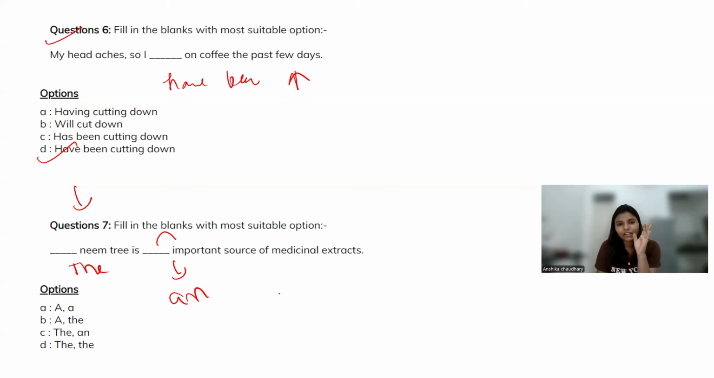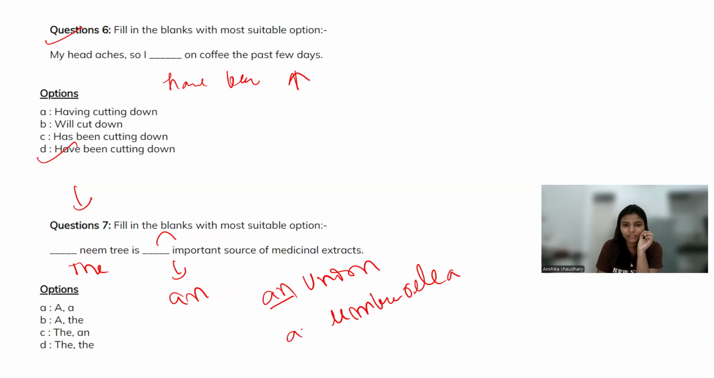See, here we can check from the Hindi varnamala, right? Suppose, let me give an example. If it is "union" and if it is "umbrella", it doesn't mean that both will take "an". That is wrong, and this is right.